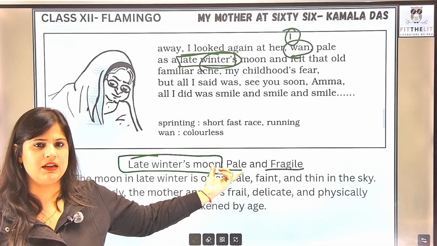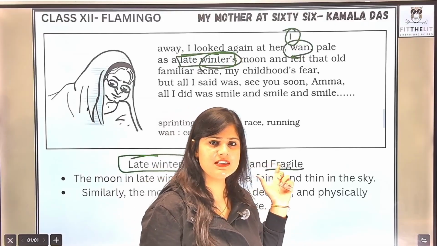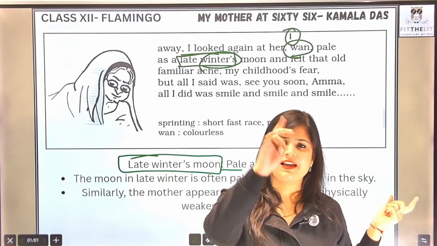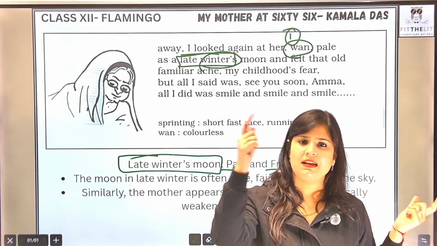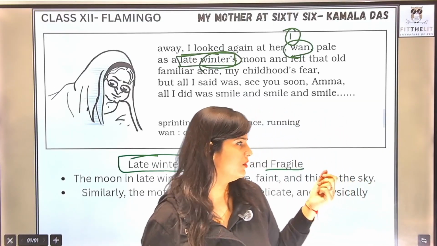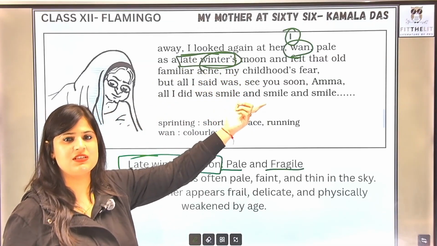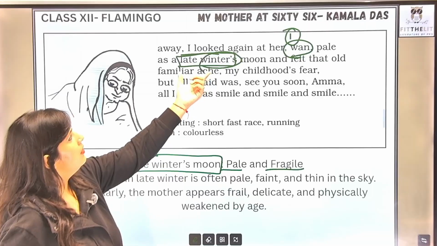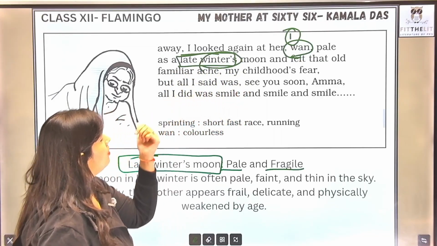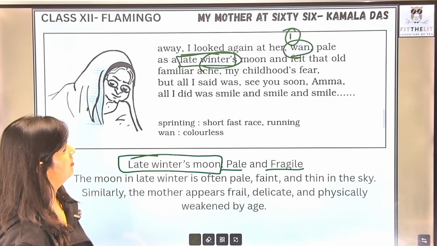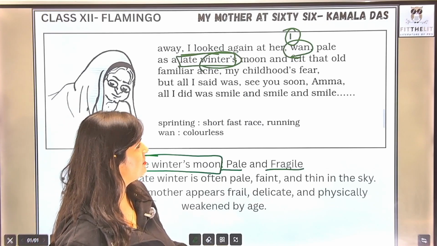So two things, pale and fragile. Pale means again colorless, fragile means weak because she is in the old age, the winter season. Remember, nature's cycle में हमारा जो old age है, that is parallel to the winter season. So of course winter moon, summer moon क्यों नहीं है, winter moon ही क्यों है? Because she is referring to the old age. I looked at her wan, pale as late winter's moon and felt that old familiar ache, my childhood's fear. But all I said was, see you soon, Amma, and all I did was smile and smile and smile.